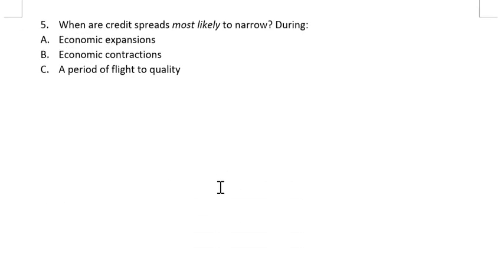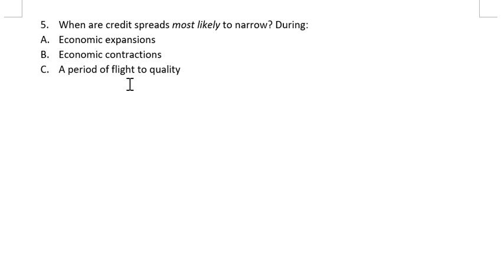Question 5. When are credit spreads most likely to narrow during A. economic expansions, B. economic contractions, C. a period of flight to quality?